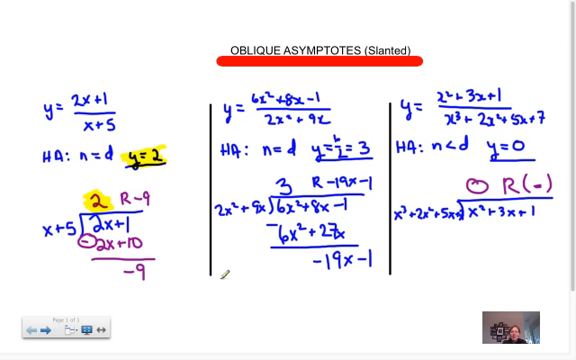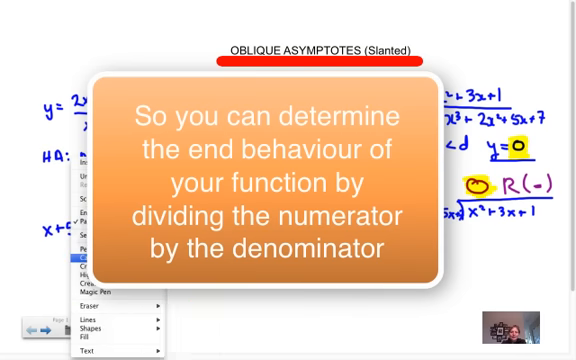Let's see if we can see a relationship between our quotient and our end behavior. In this case, our end behavior was y is equal to 2. Our function is going to approach y equals 2, and I found a quotient of 2 before the remainder. In this case, I've got an end behavior of y equals 3, and I had a quotient of 3 before the remainder. And in this case, I had y equals 0, and I had a quotient of 0. So in other words, I can determine the end behavior of my function by dividing the numerator by the denominator. Okay, so let's try one more thing.